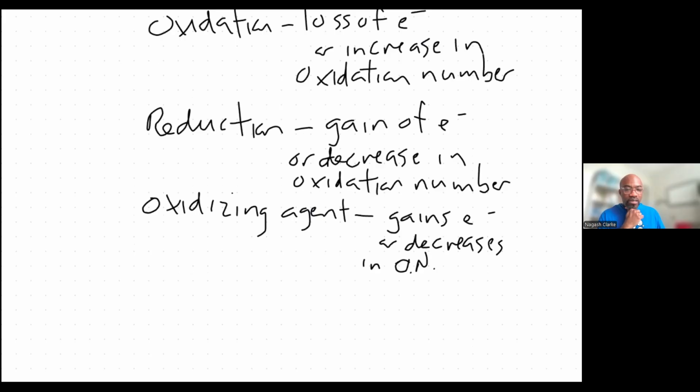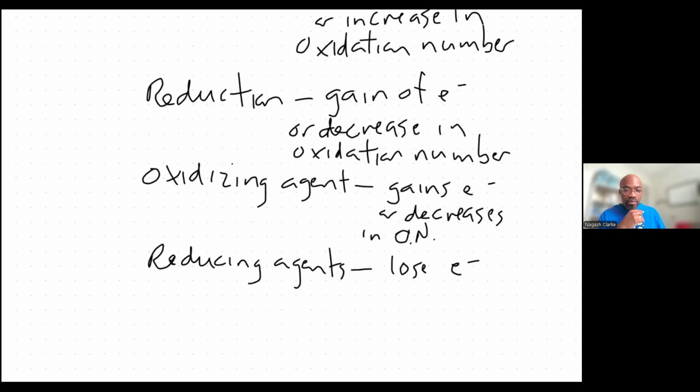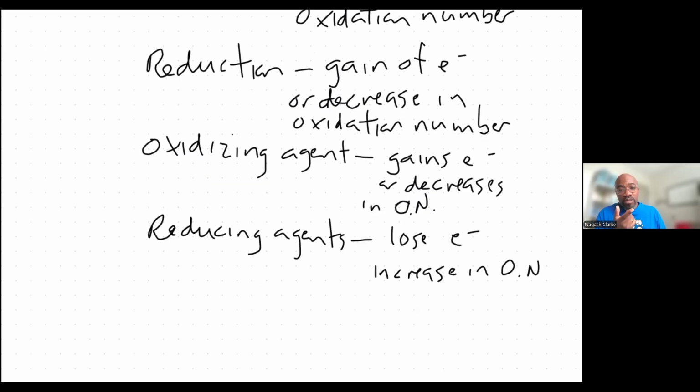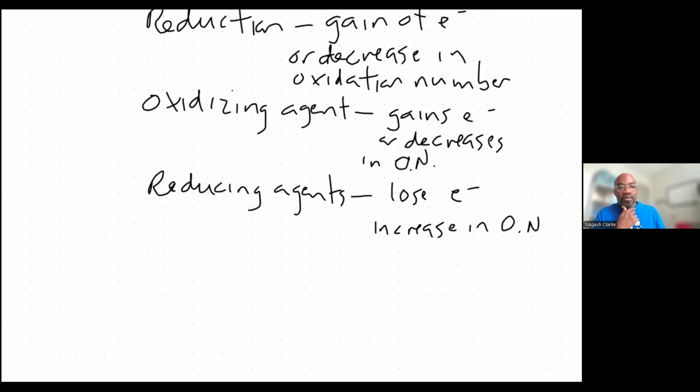A reducing agent, a lot of metals are reducing agents. Reducing agents, they lose electrons, increase in oxidation number. So whatever is reduced is your oxidizing agent, and whatever is oxidized is your reducing agent. Okay. So bleach is an example of oxidizing agents. Copper is an example for reducing agents.